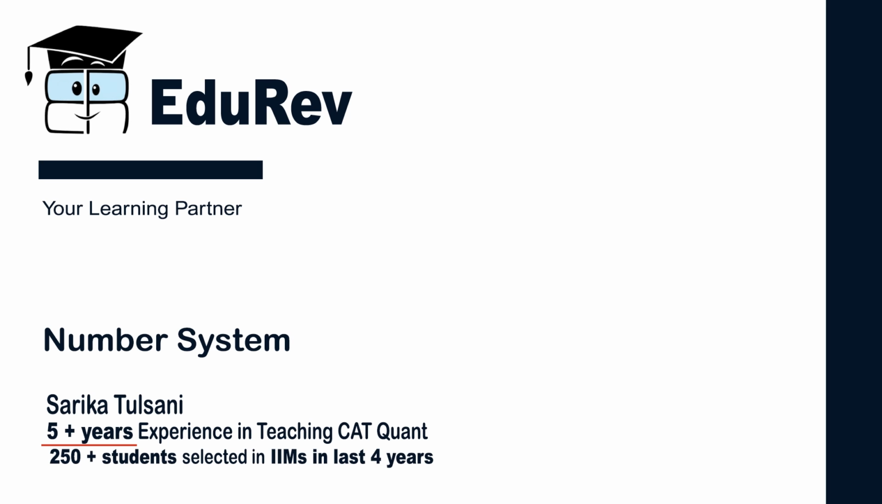And today we are going to talk about an important chapter in CAT, which is number systems. Now, number system is not a very difficult topic in CAT. In fact, it is one of the easiest topics compared to a lot of other chapters in CAT. The only thing is you need to understand the basis of this chapter. If you figure that out, solving the sums is very easy.